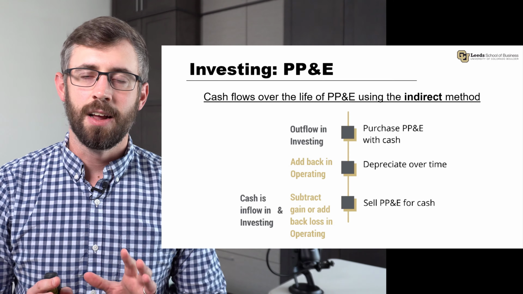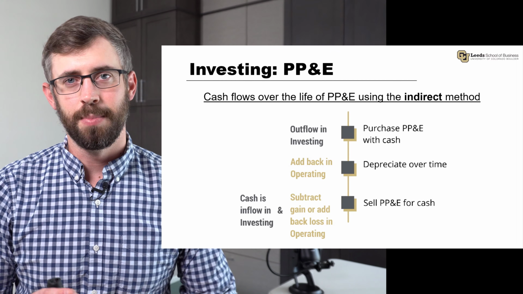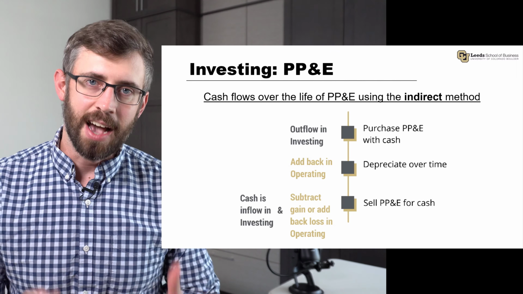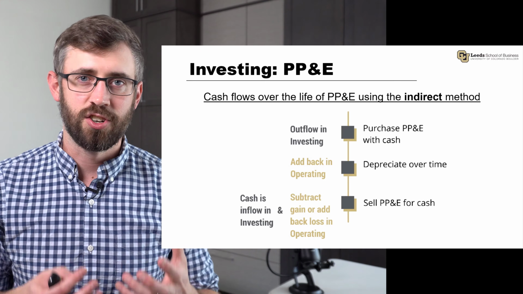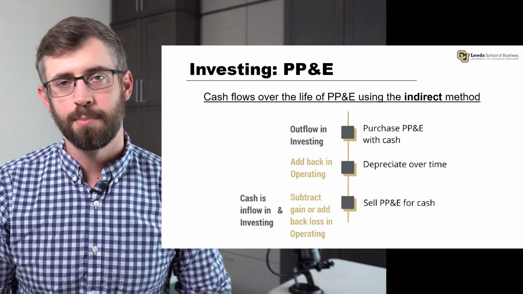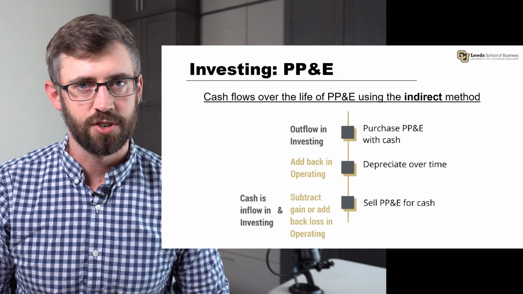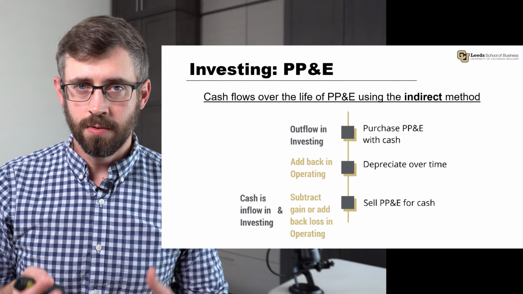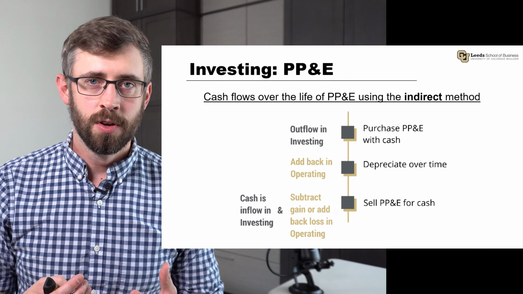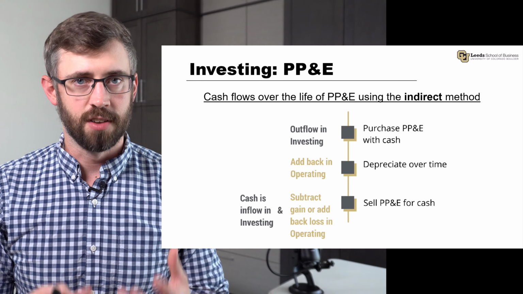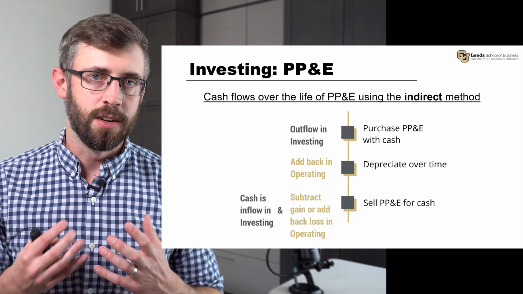PP&E can get a little bit tricky on the cash flow statement because different PP&E items can go to different sections of the statement. You're going to have a little bit in operating and a little bit in the investing section. So I want to clarify where these things go and the calculations you might need to create these sections of the cash flow statement with PP&E transactions.